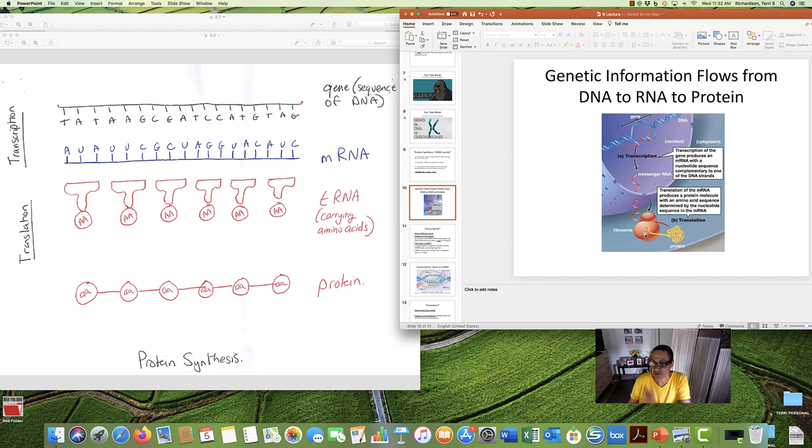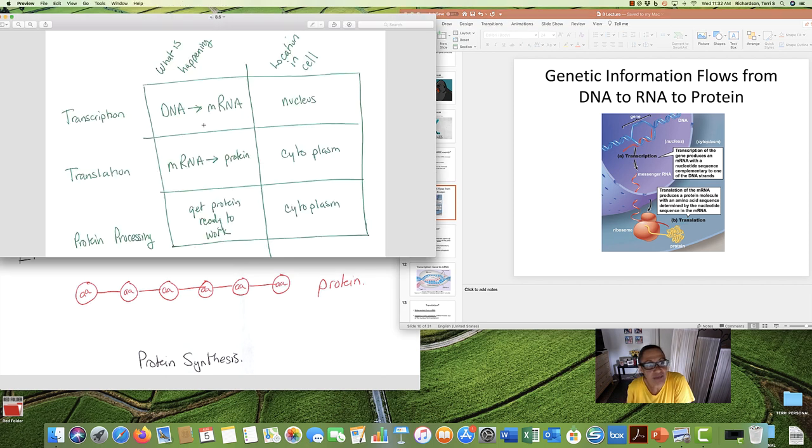So, transcription, translation. Protein processing, we're not going to get into a lot of detail there, but that would be the third step. Notice transcription. Where is that happening? And again, make a table to help you study. Transcription happens in the nucleus, okay? And then translation and protein processing happen in the cytoplasm out here, not in the nucleus. Okay? All right.